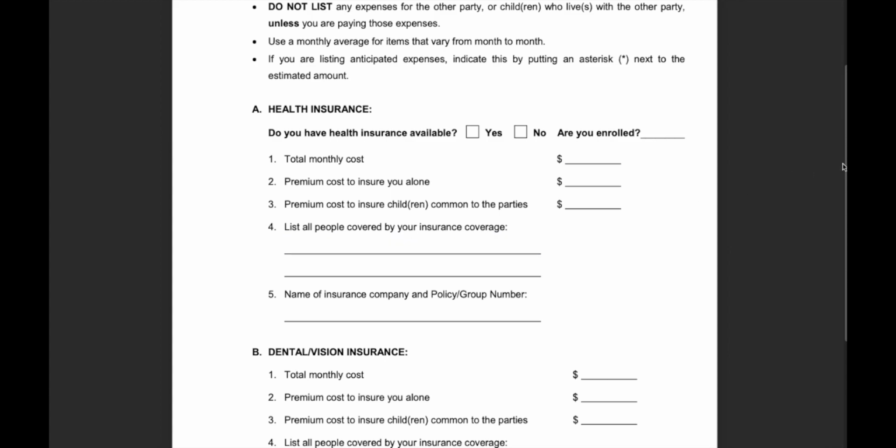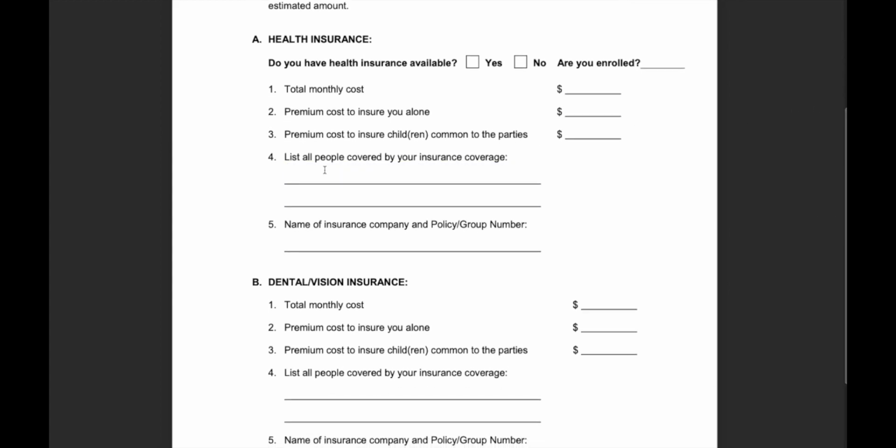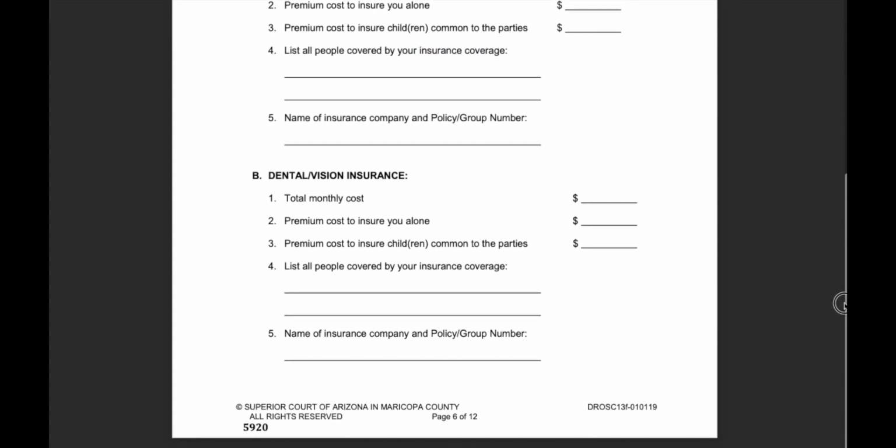Your insurance coverage: you're going to list yourself and your children if you have them covered, as well as any other spouse listed. Please also list your insurance name and policy and group number. It's going to be the same for your dental and vision insurance. So the total monthly cost, your premium costs for just you, and then your premium costs for your children common to the parties. As above, your HR department will have these numbers available should you have insurance through your employer.